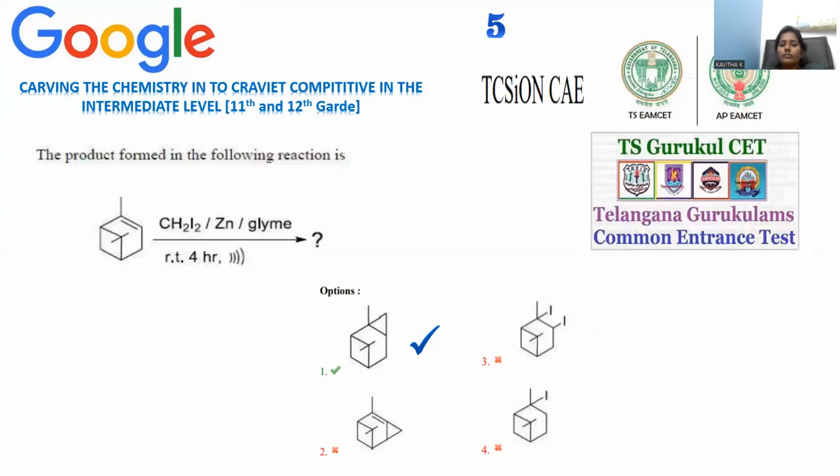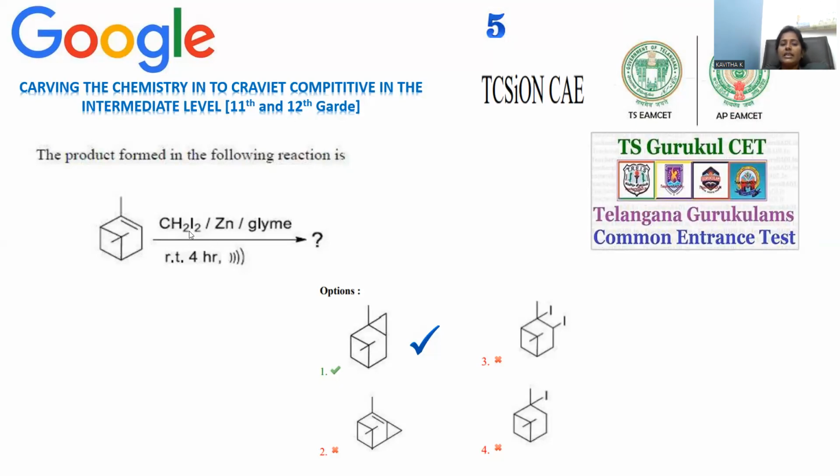Move on to question number 5. Question number 5 is collected from Telangana Gurukulam Degree College Lecturer Entrance Examination. This is the compound called terpenoid. The product formed in the following reaction is? Alkaloids and terpenoids are the content related with biomolecules, which are called natural products. So this is the terpenoid molecule, and we can say it is a bicyclic terpenoid compound.